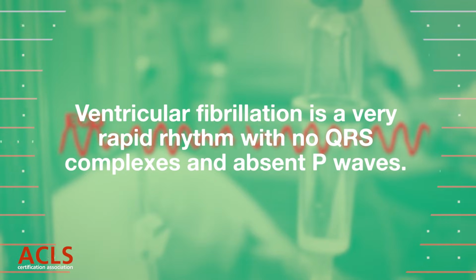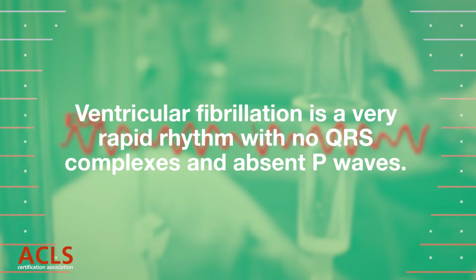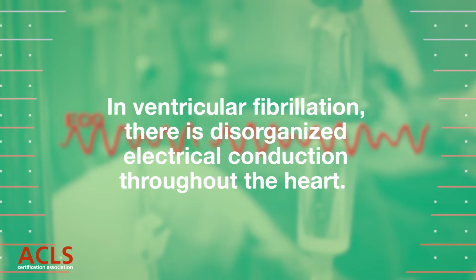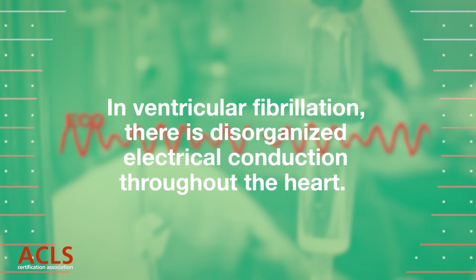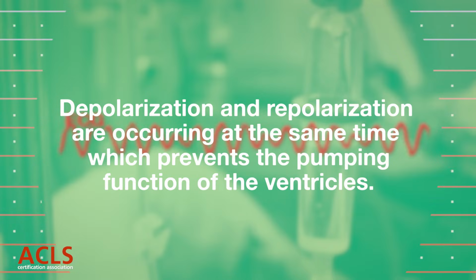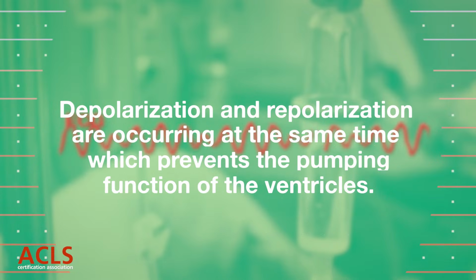Ventricular fibrillation is a very rapid rhythm with no QRS complex and absent P waves. In ventricular fibrillation, there is disorganized electrical conduction throughout the heart. Depolarization and repolarization are occurring at the same time, which prevents the pumping function of the ventricles.